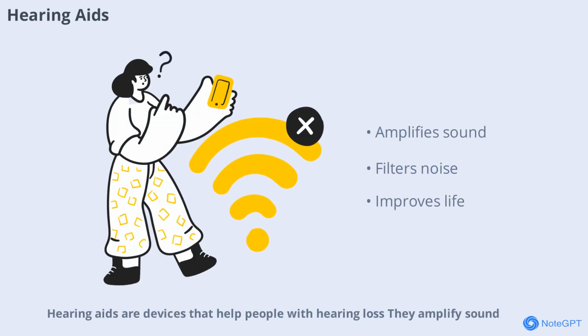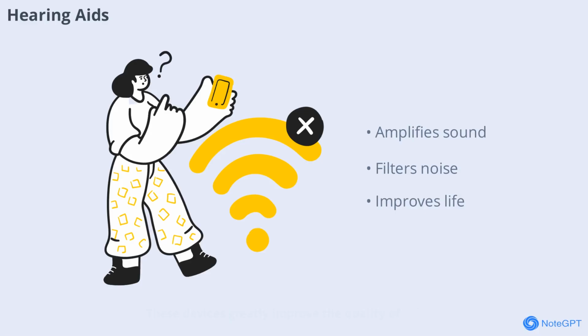Hearing aids are devices that help people with hearing loss. They amplify sound, making it easier to hear conversations and everyday noises. Modern hearing aids use advanced technology to filter out background noise and focus on important sounds. These devices greatly improve the quality of life for millions of people around the world.